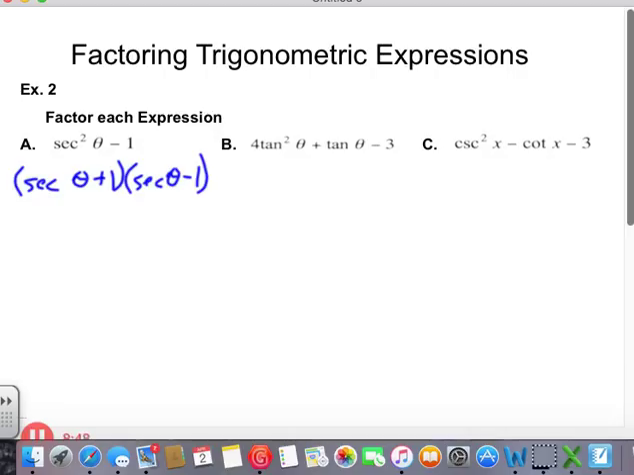All right, on this next one right here, we see 3 terms. So when you see 3 terms, you're thinking x box or slide and divide.